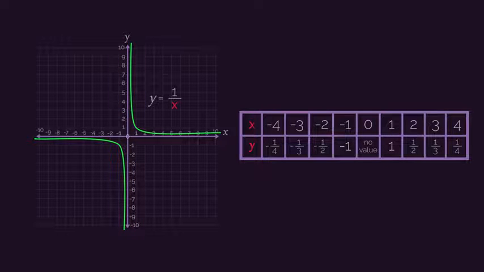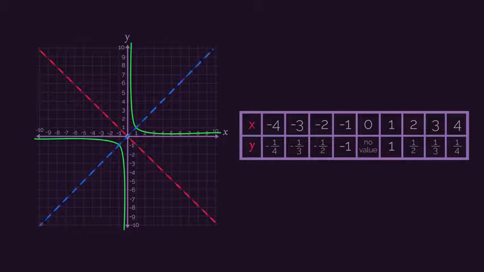The graph also gets closer and closer to the x-axis and also never touches it. This is the same reasoning. If we rearrange the equation, it would be x equals 1 divided by y. And again, you cannot divide by 0. Just on a side note, notice how the graph has two lines of symmetry.